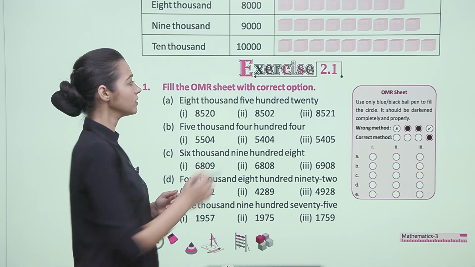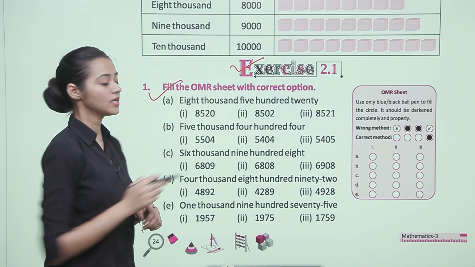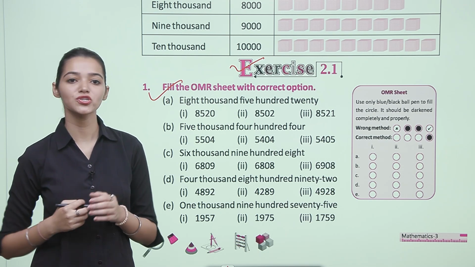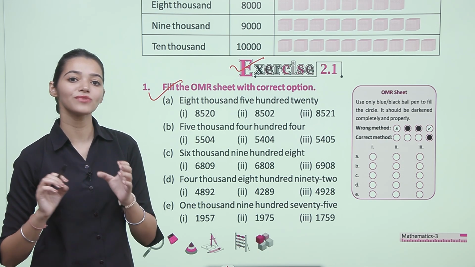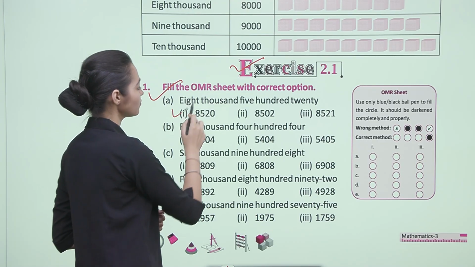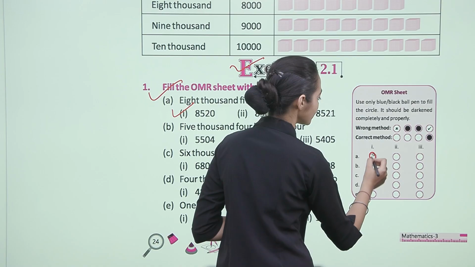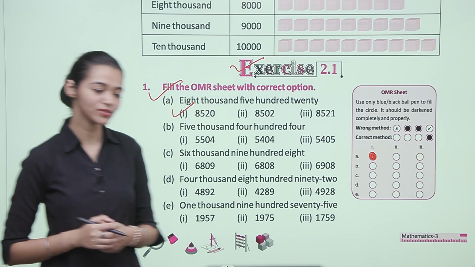Now let's start with exercise 2.1. In the first part we have to fill the OMR sheet with the correct option. In the first part we have 8520. It can be written as... The first option is the correct answer, and we can fill it in the OMR like this. That's how we have to complete all the MCQs.